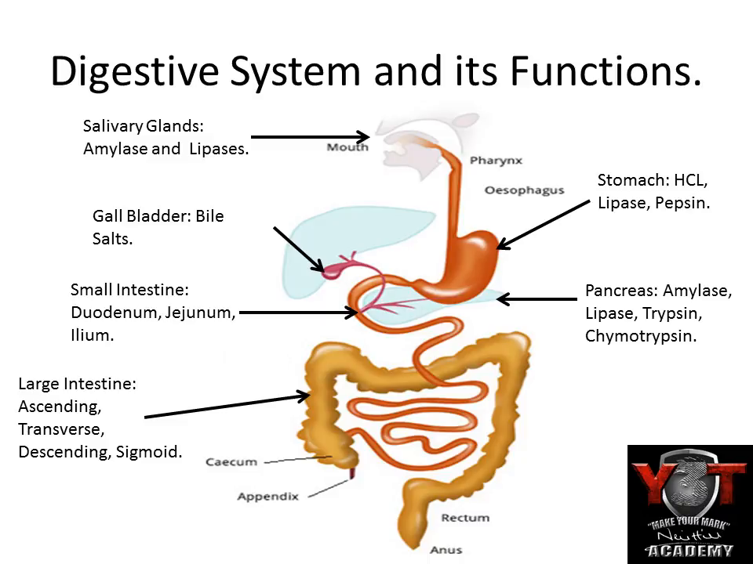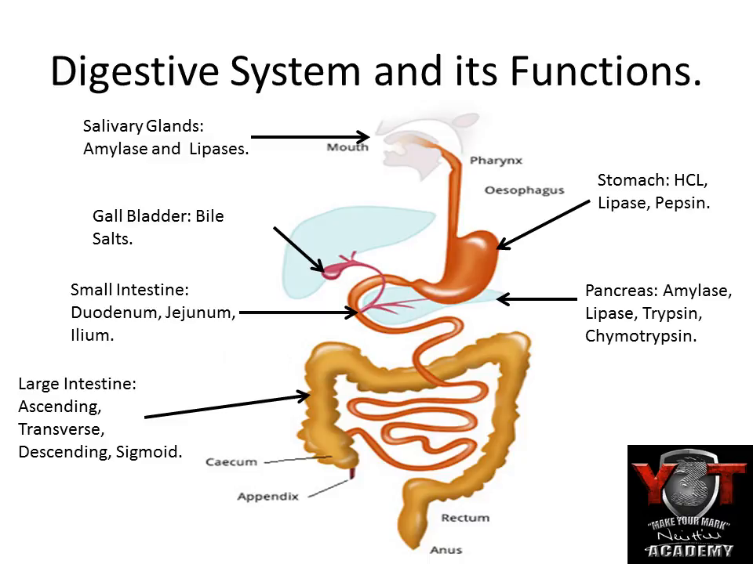In the salivary glands, we've got amylases and lipases, which start breaking down carbohydrates and fats as soon as they're in the mouth. You can actually feel this as an experiment. If you take a piece of bread and start to chew it, as the amylases break it down, if you keep it in there for a long time, it will start to taste sweeter and sweeter. That's the glucose being released from the starches.